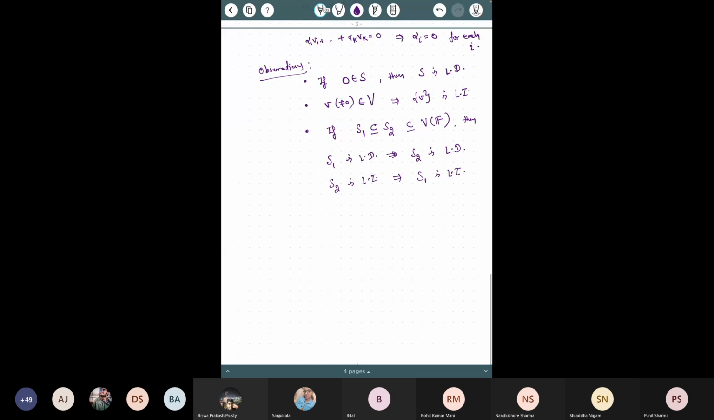Now let me define, using this, what is the basis of a vector space. Suppose that we have a vector space V over the field F, and suppose that we have a subset of V. Can you tell me what is the basis? If the subset of V is linearly independent and is a spanning set, the subset is called a basis of the vector space.